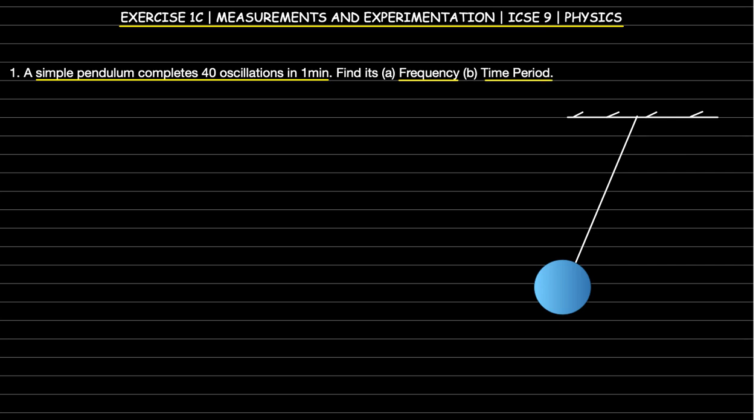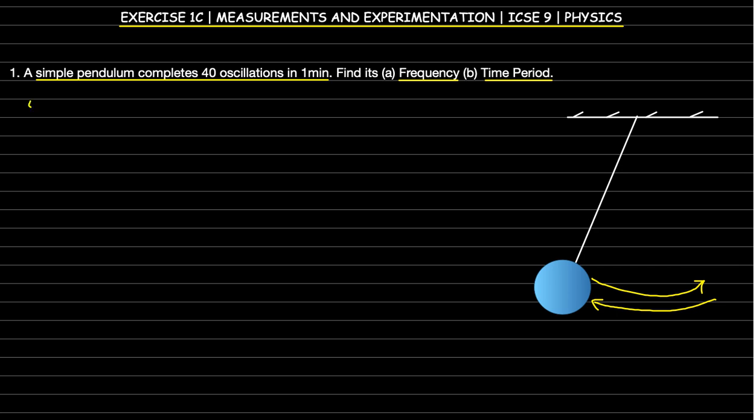So the definition of frequency says it is the number of oscillations per second. The number of oscillations made in 1 second is nothing but frequency. So suppose this is our pendulum. When it goes from the left end to the right end and then again returns back to the left end, we call this one oscillation. So according to the question, it does it 40 times in 1 minute.